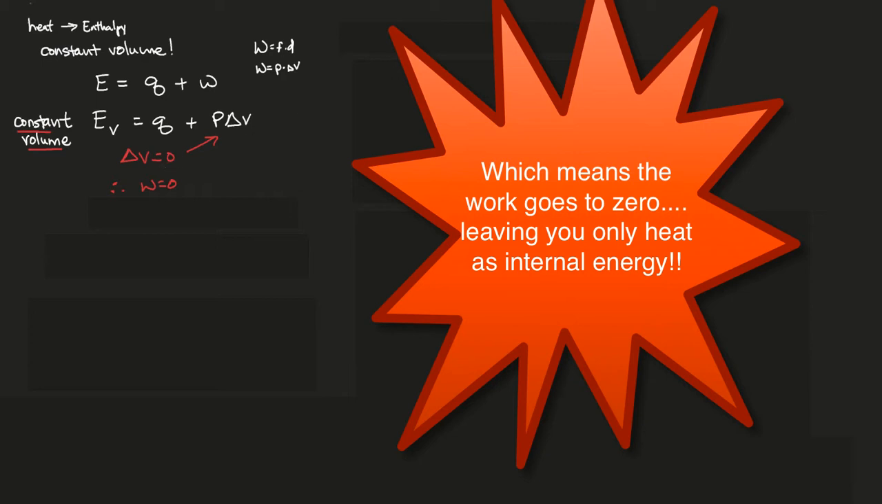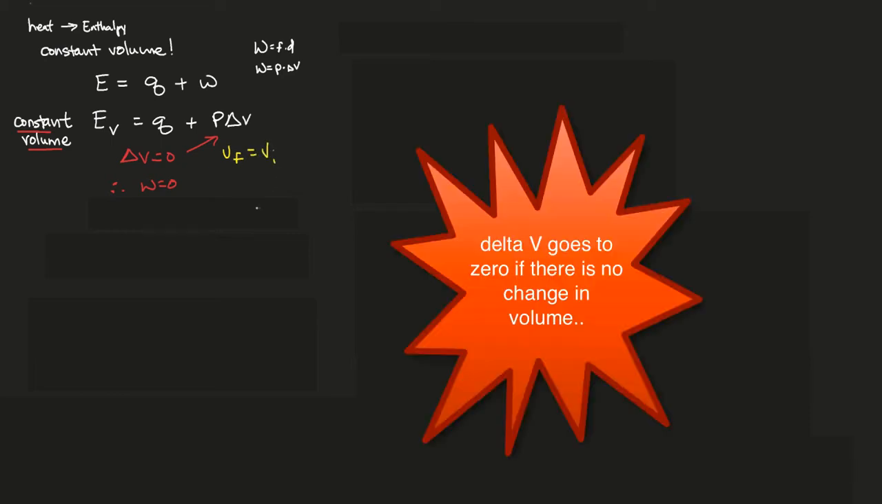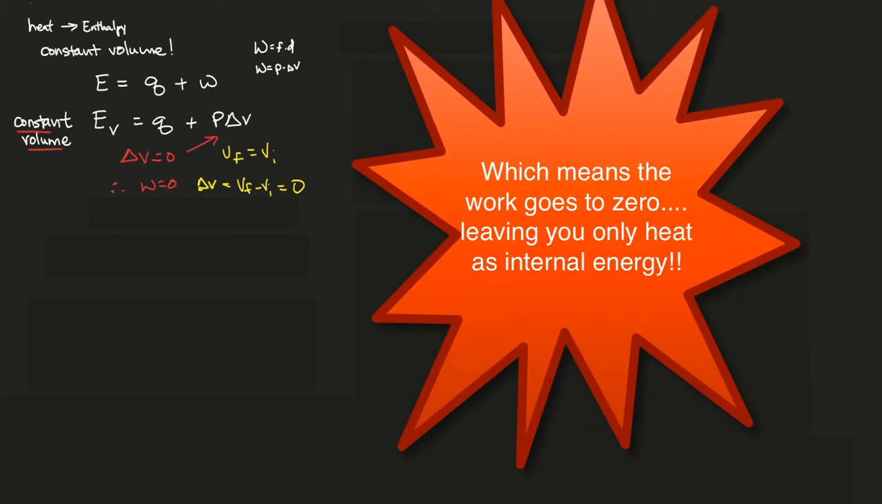If it's constant volume, what we're saying here is that V1 will equal V2, or VF will equal V initial at constant volume. So when you do the change in volume, delta is always final minus initial. So if we do VF minus VI, what will that equal? That equals 0. If that equals 0, well, what happens to that whole work term? Work goes to 0. So all we're left with is heat. And at constant volume, we refer to this heat as enthalpy.